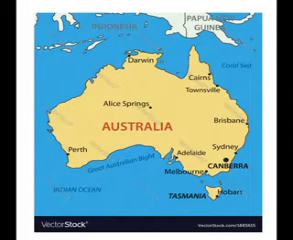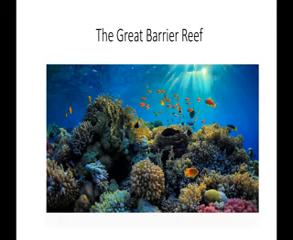Australia produces almost one third of the world's wool. The production of wool is the highest in the Australian continent. And one more important thing is the Great Barrier Reef, the largest coral reef system in the world. So this is all about Australia.